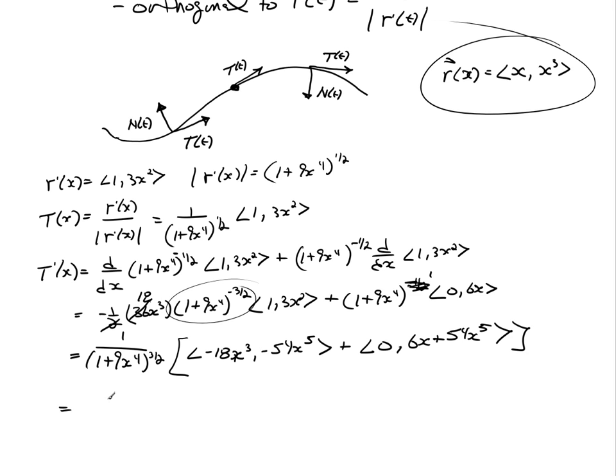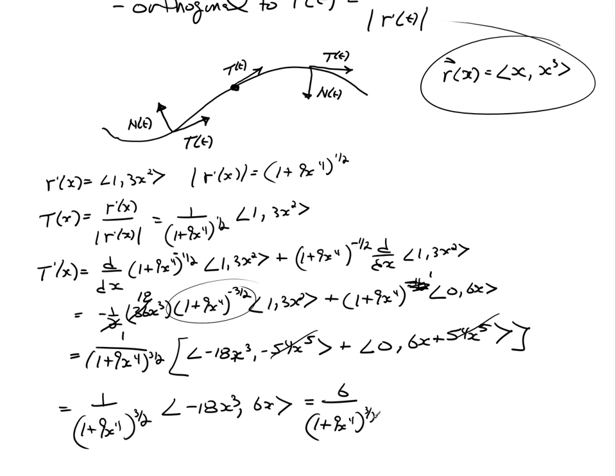So now I can add these. I'll have 1 over (1 plus 9x to the 4th) to the 3/2 times the vector: I'm going to have a negative 18x cubed. This is going to go away, and 6x. And I'm going to factor out a 6 to make things a little bit easier to work with. And when I do, I'll have 6 over (1 plus 9x to the 4th) to the 3/2 times the vector negative 3x cubed, 2x. That's going to be a lot easier to find the magnitude of.